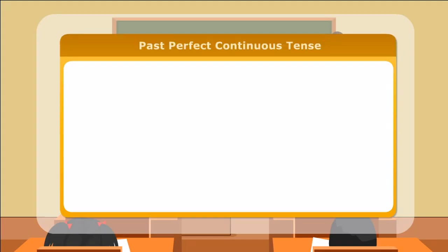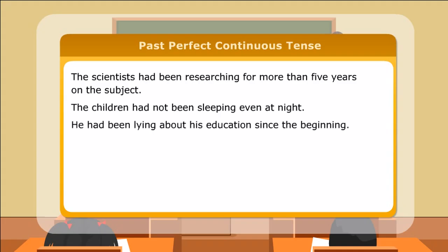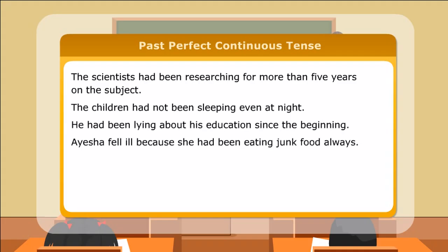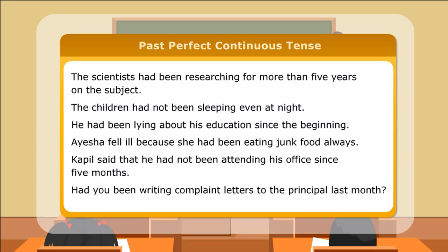Here are a few more sentences with verbs in the past perfect continuous tense. The scientists had been researching for more than 5 years on the subject. The children had not been sleeping even at night. He had been lying about his education since the beginning. Aisha fell ill because she had been eating junk food always. Kapil said that he had not been attending his office since 5 months. Had you been writing complaint letters to the principal last month?